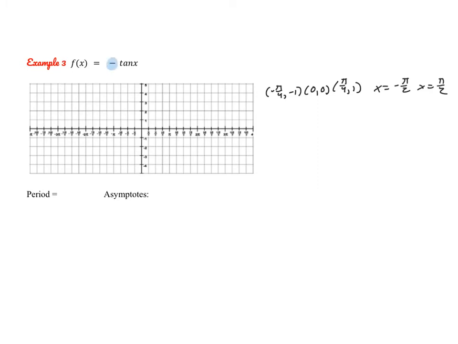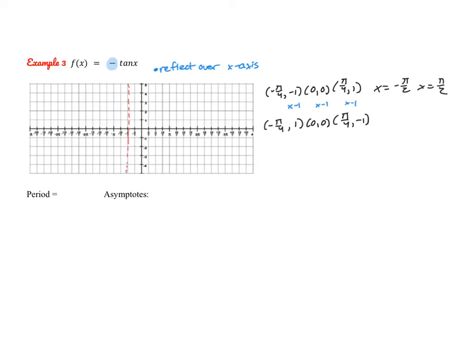Here we have a vertical reflection, so it's going to reflect over the x-axis. And again, we can achieve that by multiplying all of our y values by negative 1. This is not going to affect the asymptotes because it's only affecting things involving y. So our new coordinates are going to be negative pi over 4, positive 1; 0, 0; pi over 4, negative 1.